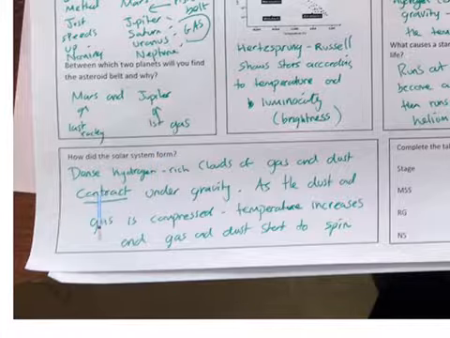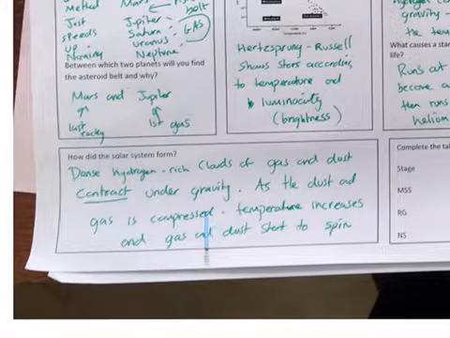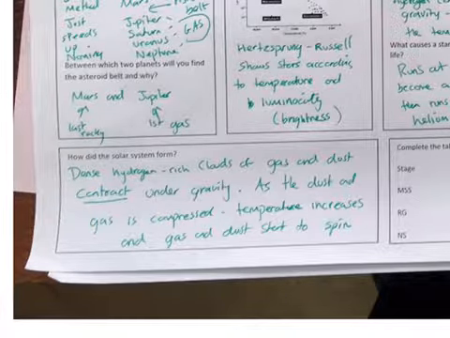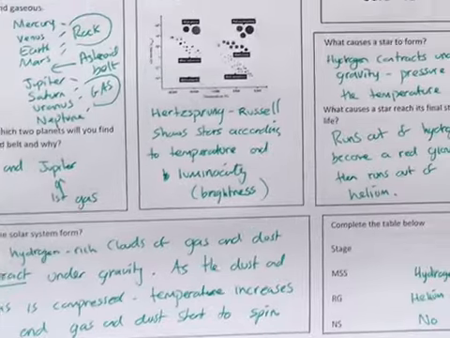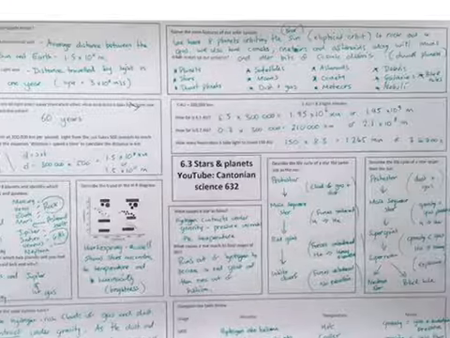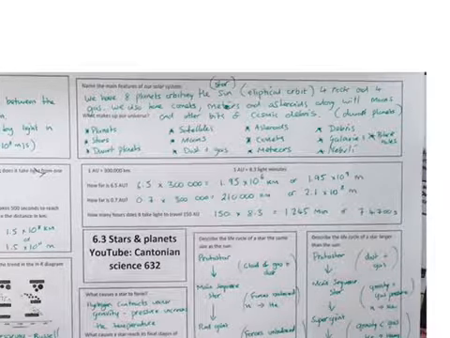And these are going to contract, get smaller under gravity. As the dust and gas is compressed, as they get smaller, the temperature is going to increase and the gas and dust is going to start to spin. And that's how you've got your solar system or your galaxy or whatever we're dealing with in space. I'm going to come back to the HR diagram because we need to know about the life cycle of stars first. Oh, I've just drawn there as well.